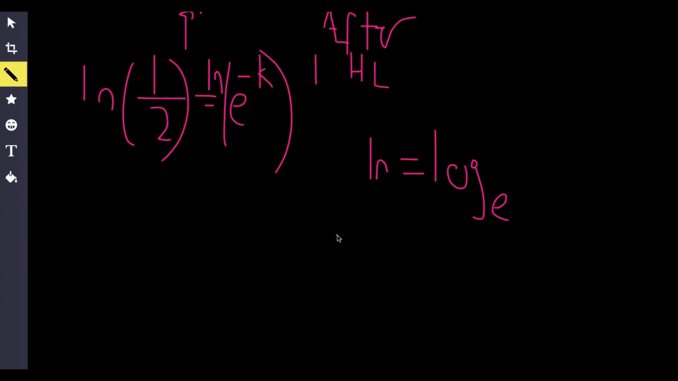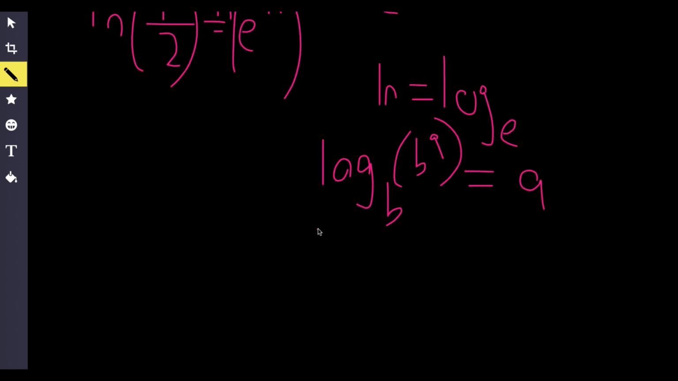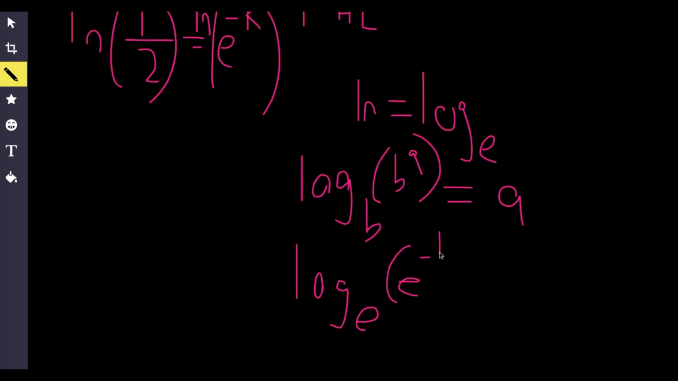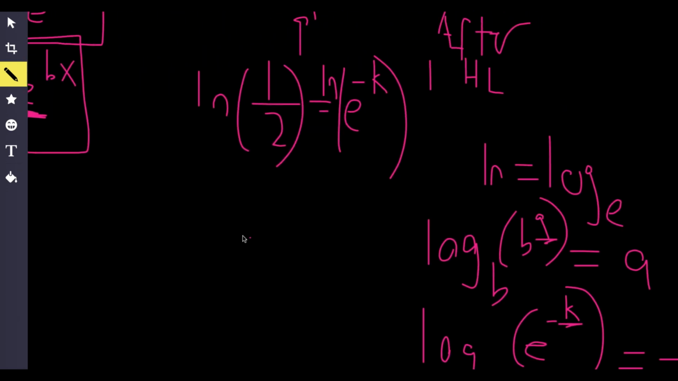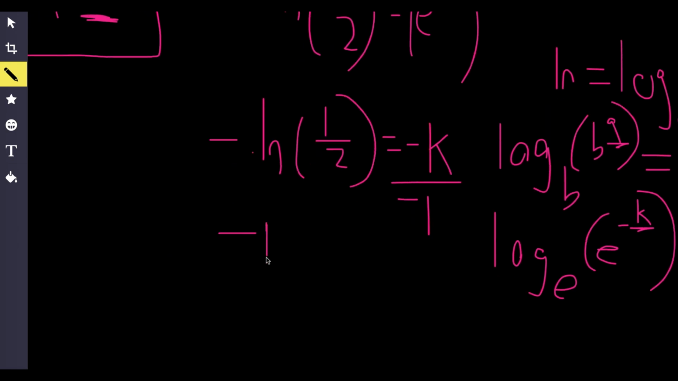And for logarithm properties, if you have log base b of b to the a, you're going to end up with a. So in this case, if ln is log base e, and we have log base e of e to the negative k, we're just going to be left with the exponent, negative k. So we got rid of the e part. So we're going to get ln of 1/2 is equal to negative k. And if I divide both sides by -1, I get that negative ln of 1/2 is equal to k.